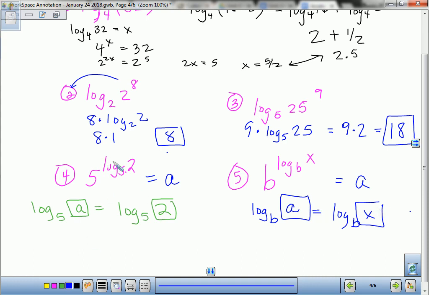Now, we do have to be careful, because what if I took number 4 and I stuck a little 3 right here? We can't just say the answer is 2, because this 3 has to come back up, and so the answer is 8.